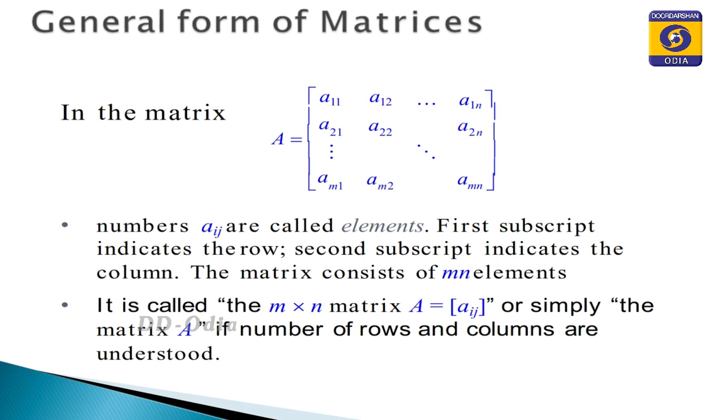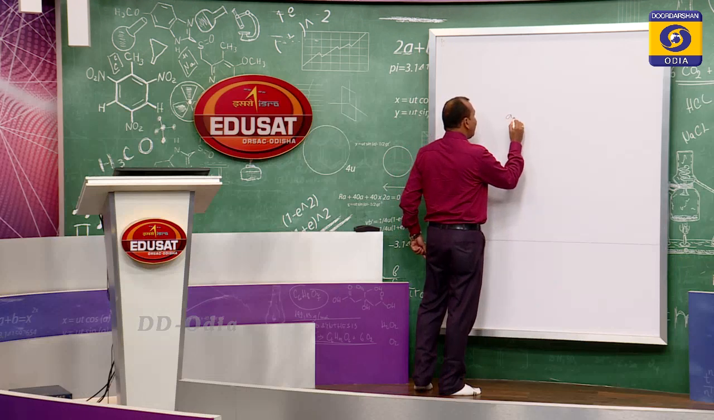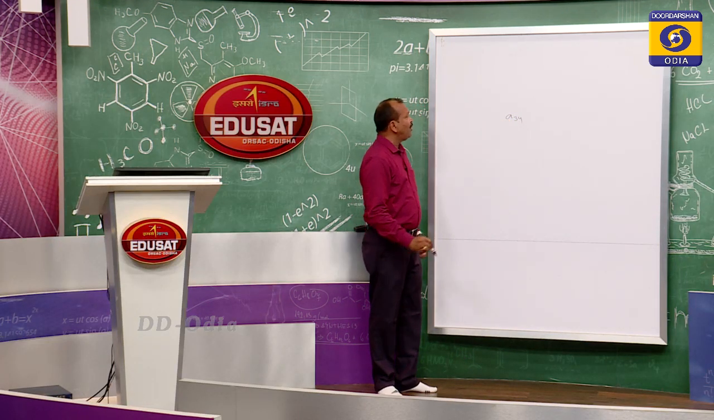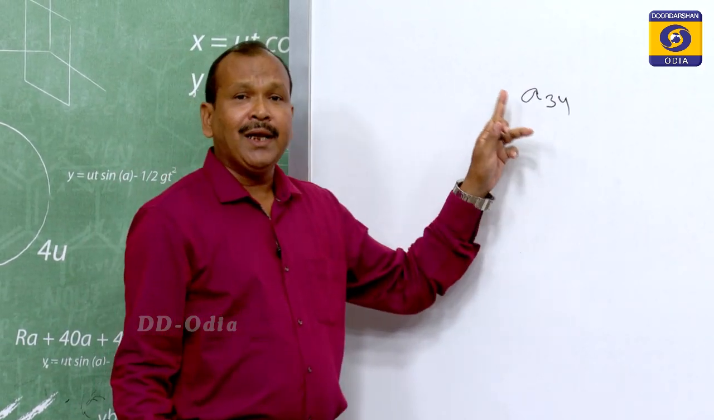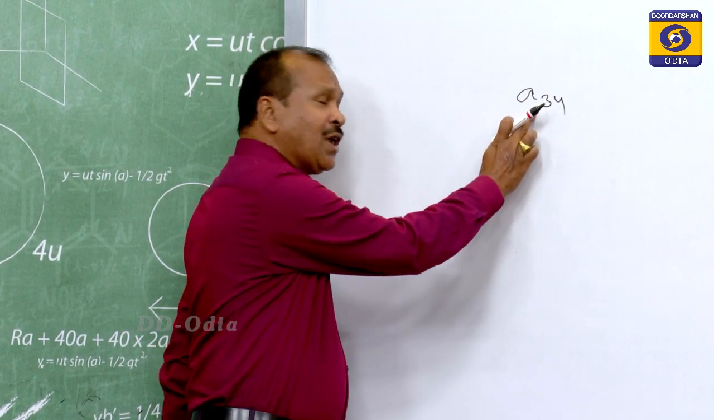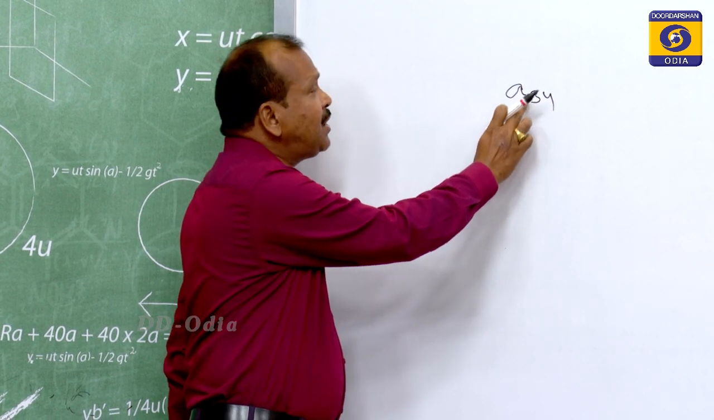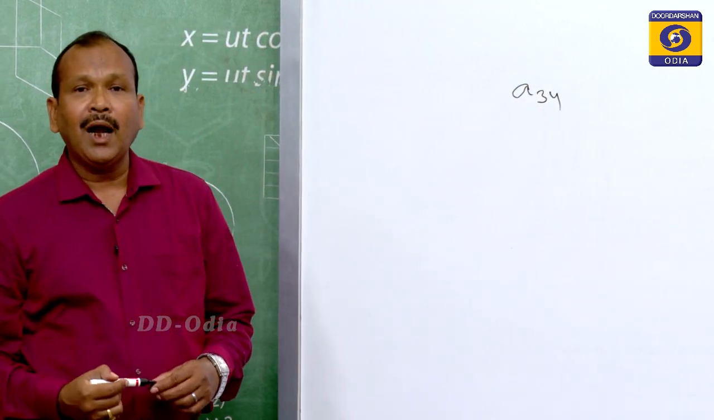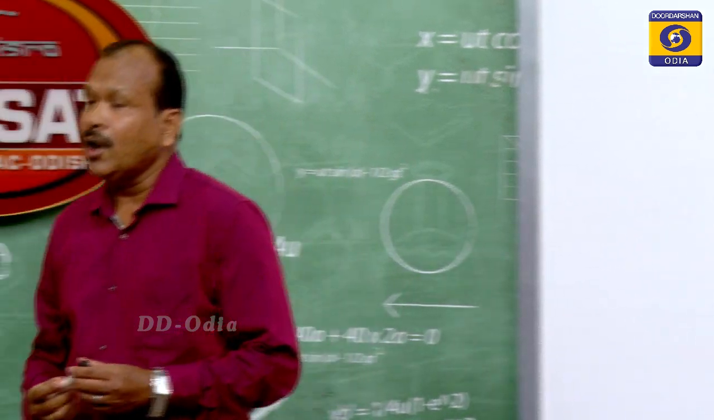Suppose we say a34. That means a34 is the element in the matrix which lies in the third row and fourth column. Third row and fourth column.